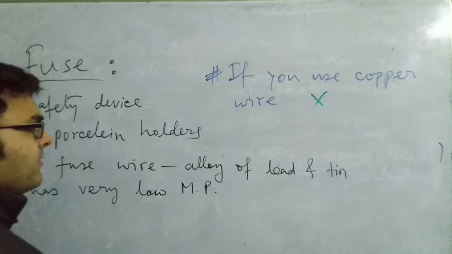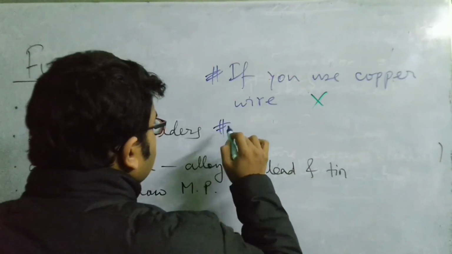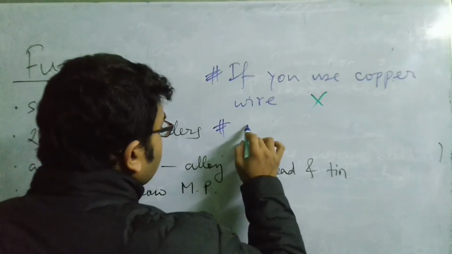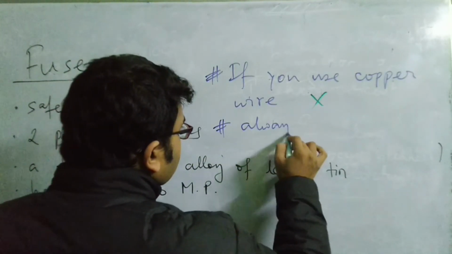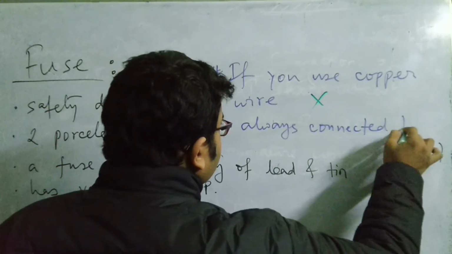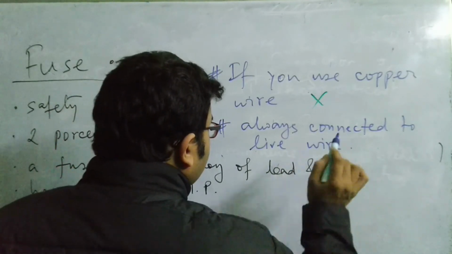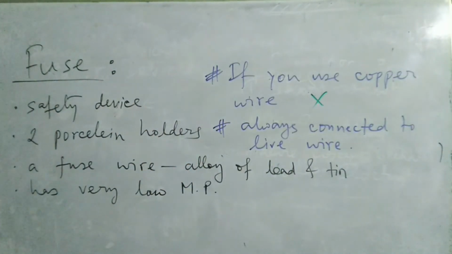Another thing is that fuse wires are always connected to the live wire. Okay, so fuses are always connected to the live wire. Remember this. Always connected to the live wire. This is a very important point. Always connected to the live wire.